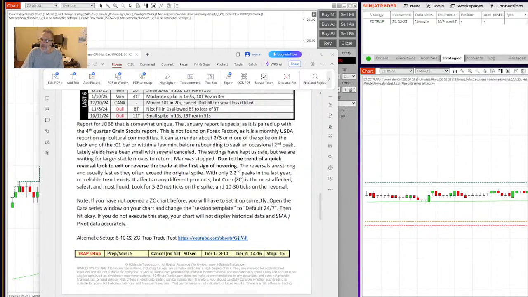What is a trap trade? A trap trade is a report that we expect to reverse. So we are putting our orders above and below the price. If the price moves up and fills us, we're selling. If the price goes down and fills us, we're buying. That's how a trap trade works. All right.